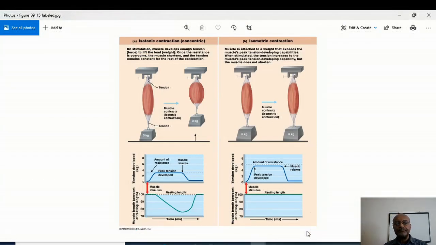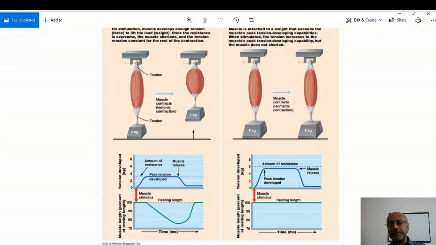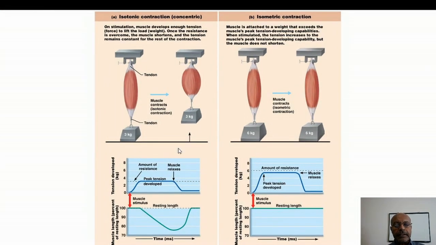Here is another concept. Look, what I want you to notice here is that this muscle to which 3 kilograms of weight is attached contracts and gets shorter and lifts the weight together with it. So when this muscle gets shorter, the contraction is known as concentric contraction. Concentric muscle contraction, meaning getting shorter.